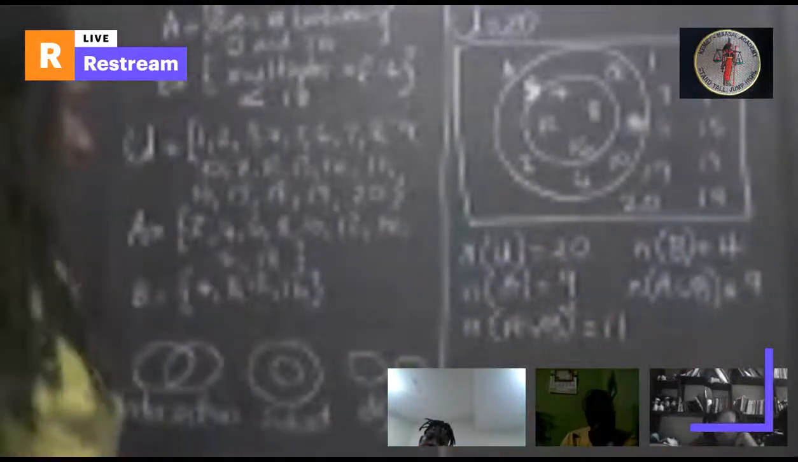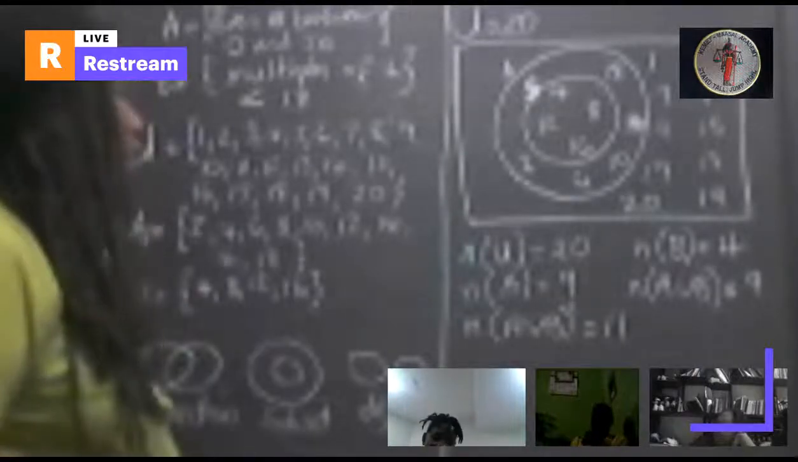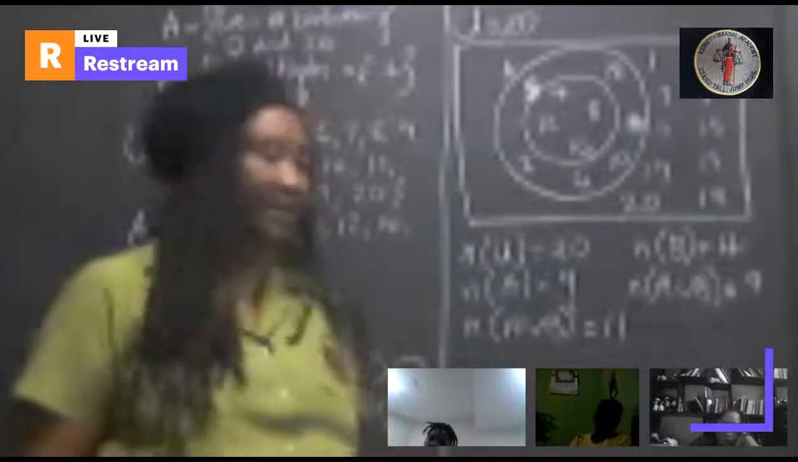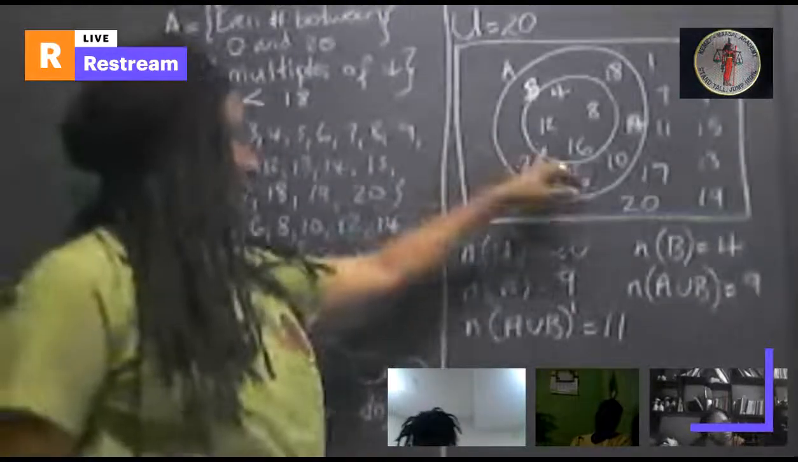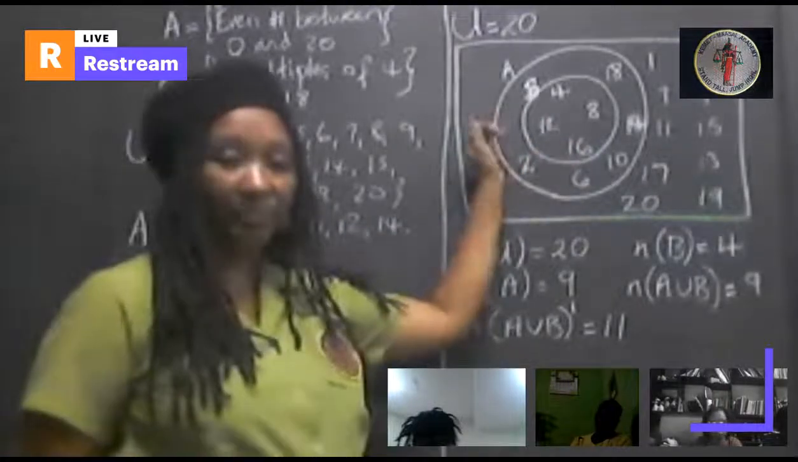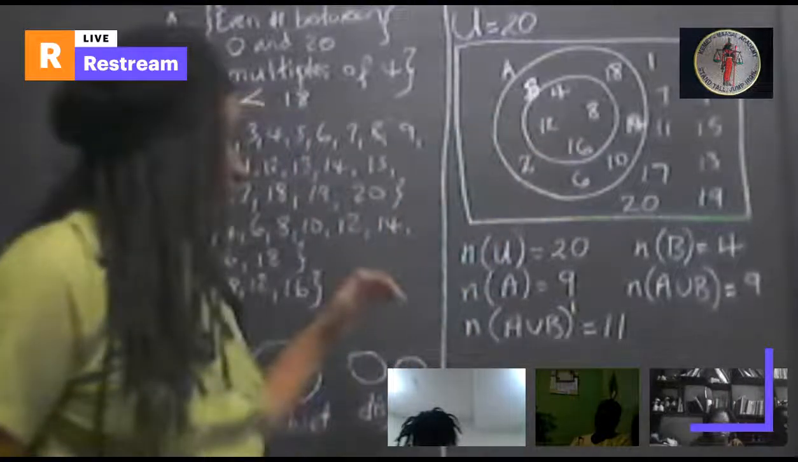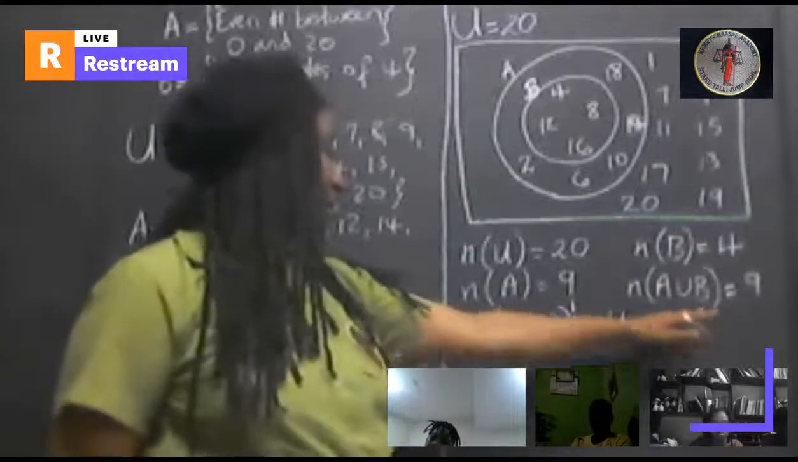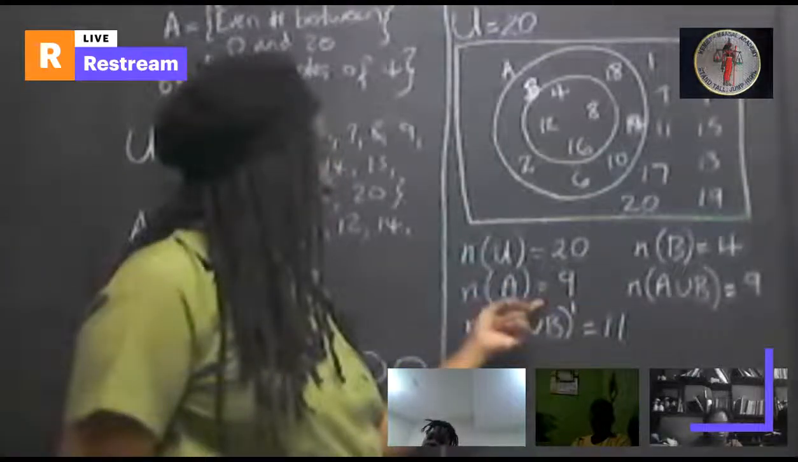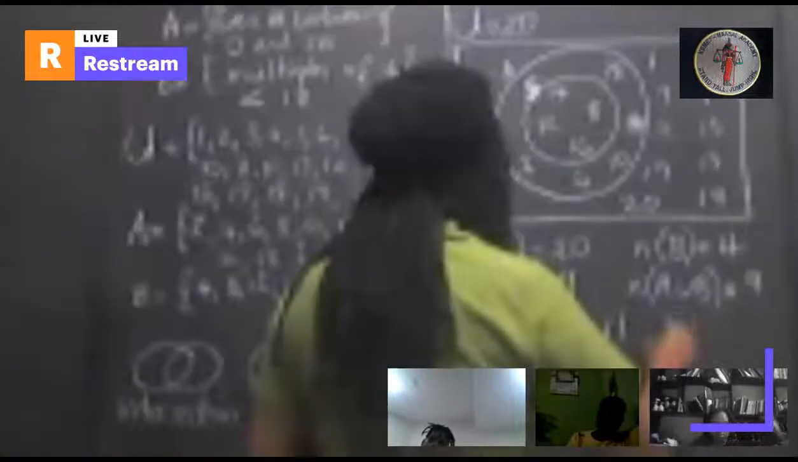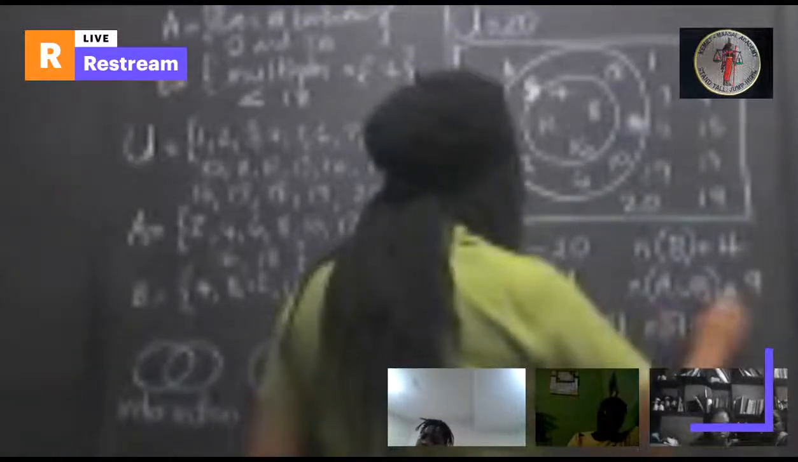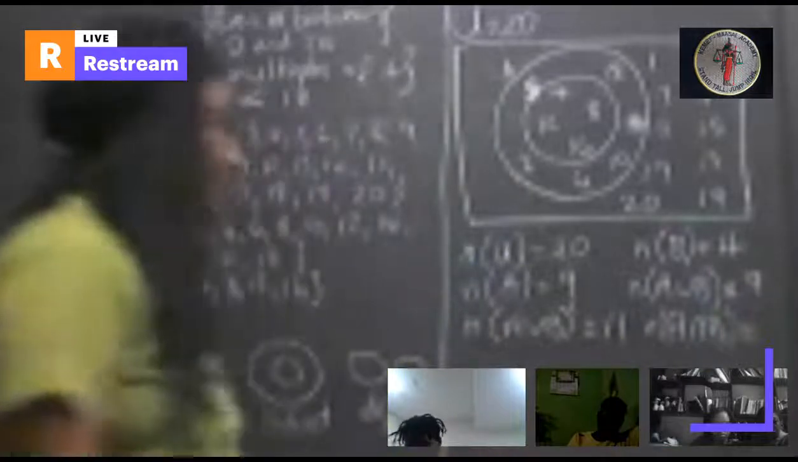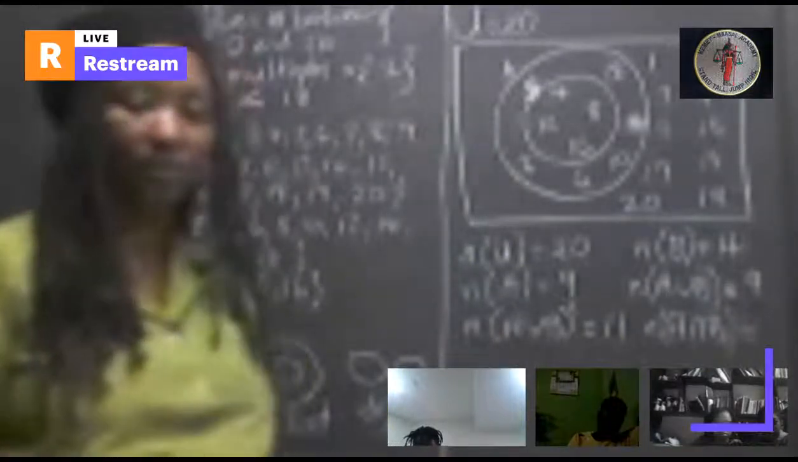Okay. It's 11 numbers. 9, 10. Do you remember the rule that says if one set is a subset of the other, their union is the bigger set and their intersection is the smaller set? Do you remember that law? How many elements, what's the number in A intersect B? Miss, 4. 4.